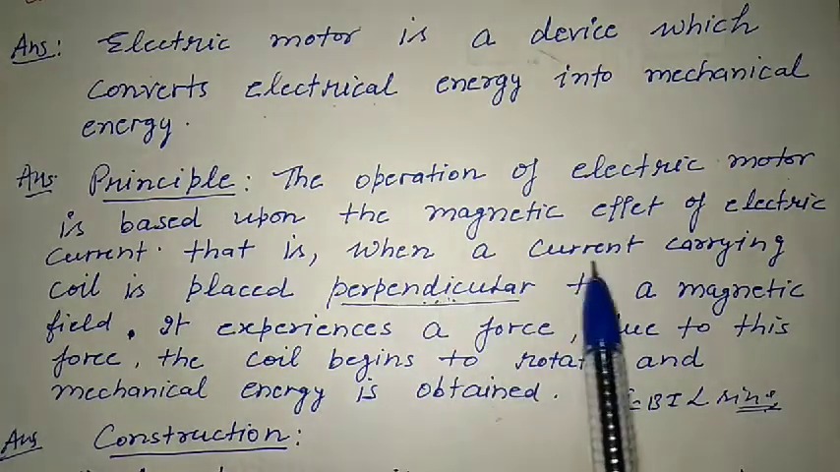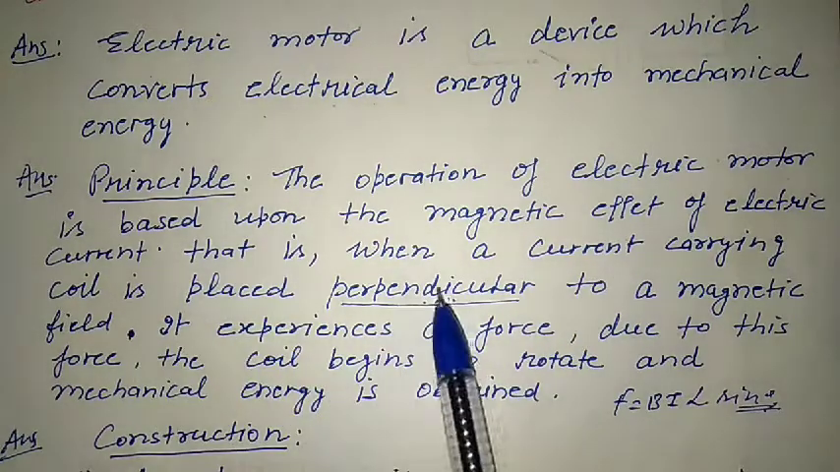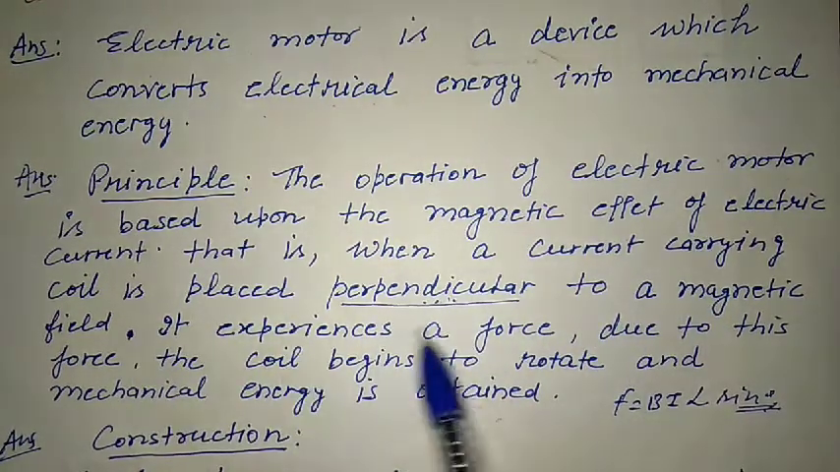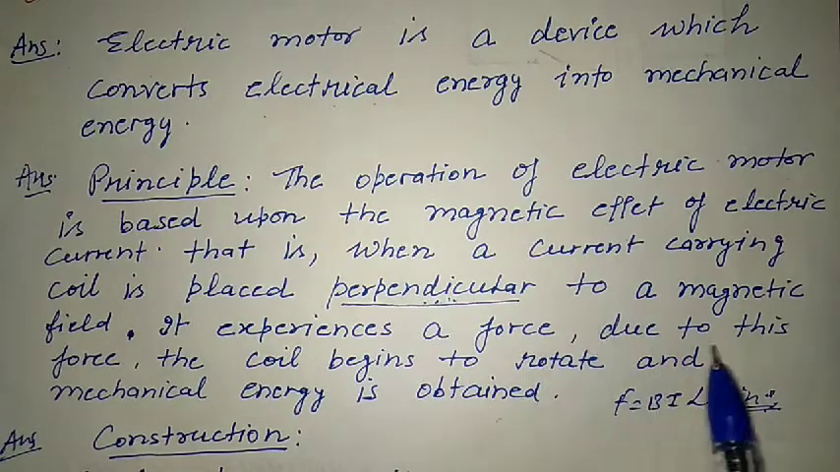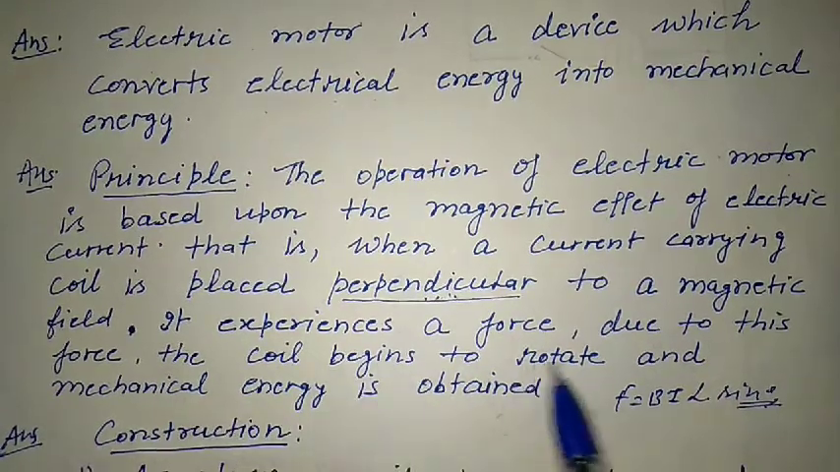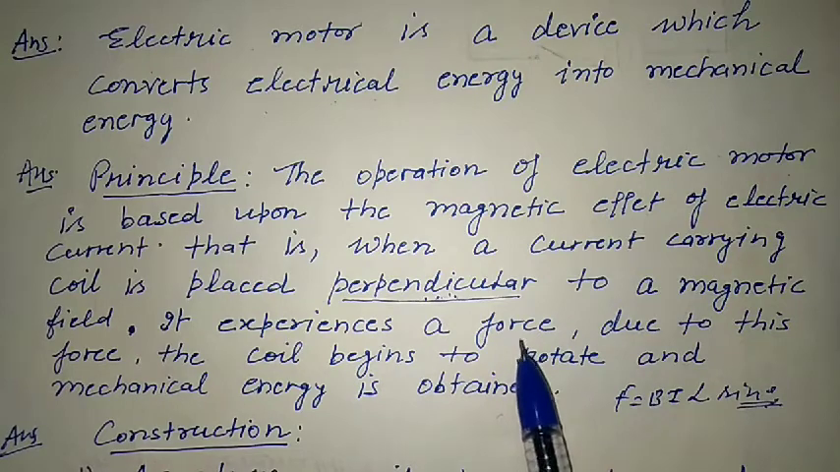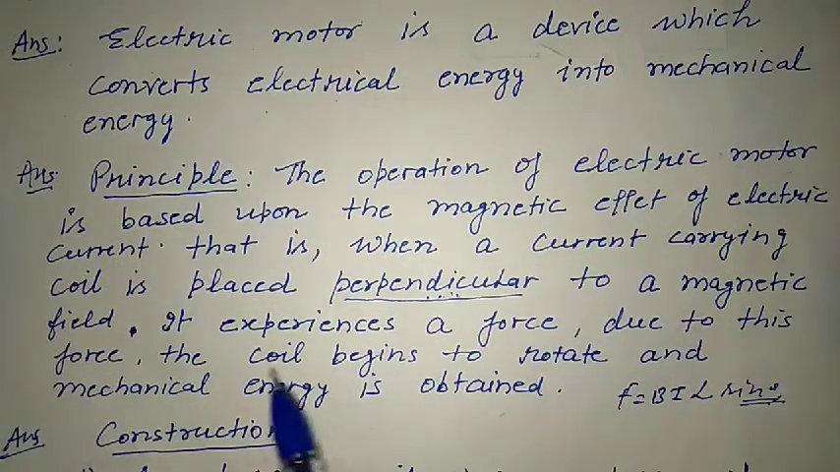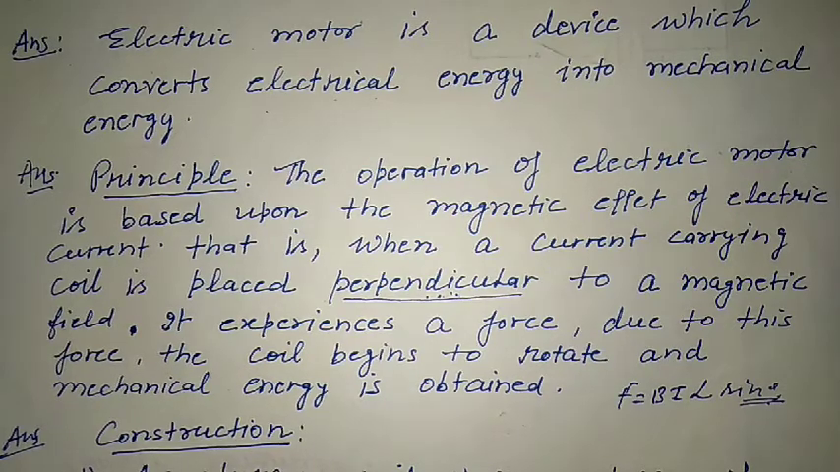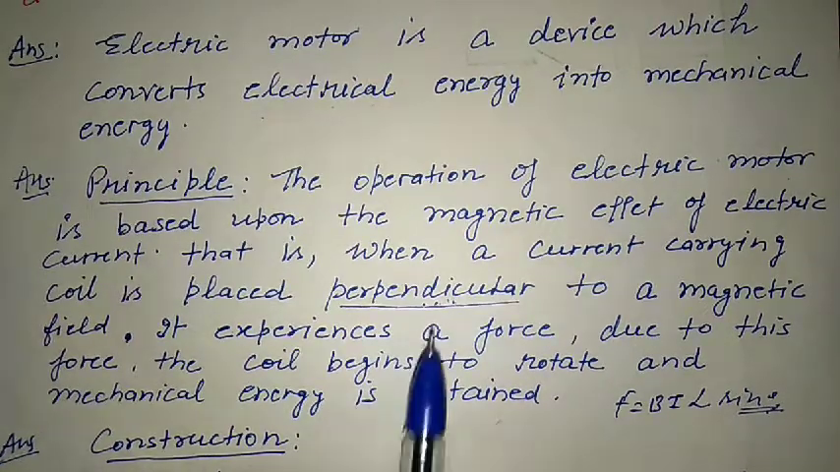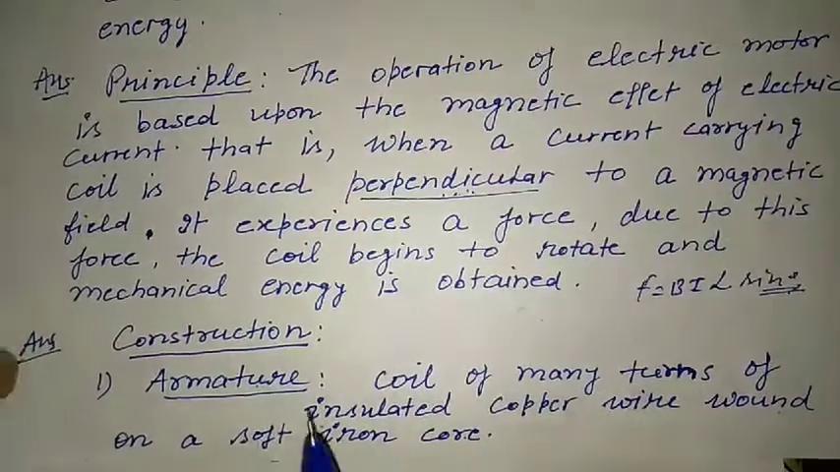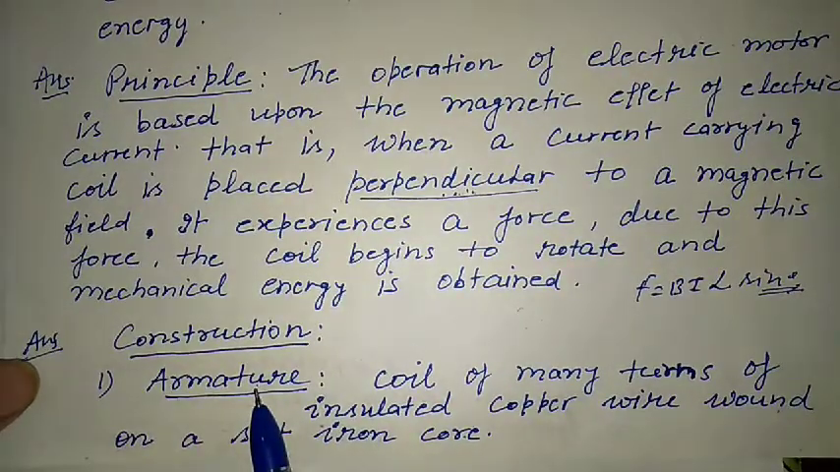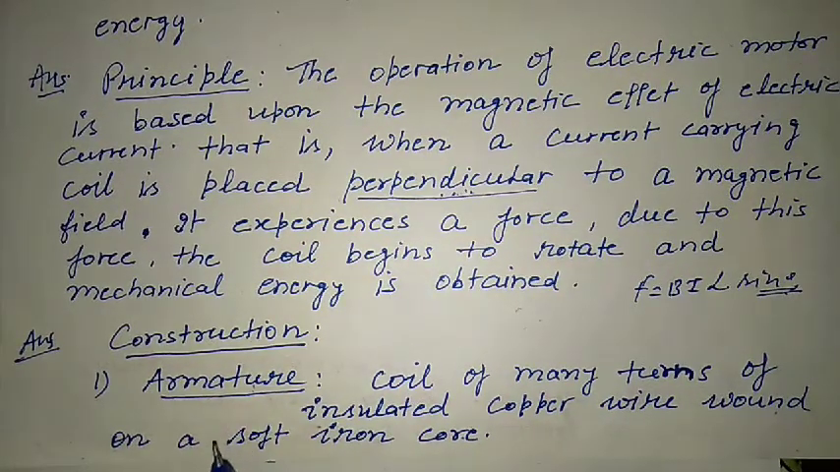So when a current carrying coil is placed perpendicular to a magnetic field, it experiences a force. Due to this force, the coil begins to rotate and mechanical energy is obtained. Now the construction. What is the construction of it? It has some parts, just like the armature. Here is a diagram we are having.